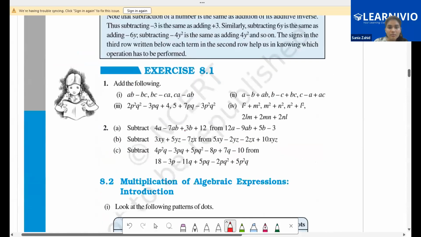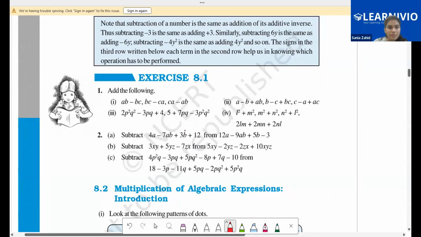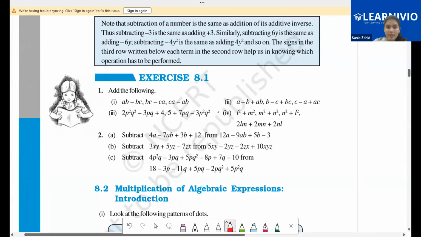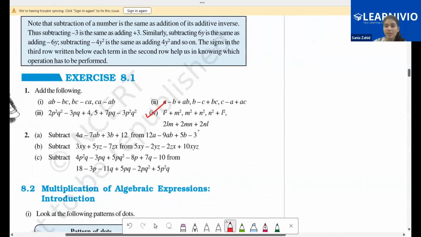Then you can practice one question from here. So let's practice the fourth question. In the fourth question, what do we have? The first expression is what? l square plus m square. Then the next one is m square plus n square. Where will you write m square plus n square? m square will be written below m square only, and for n square you will have to make a new column, right? Then you have n square plus l square. So n square you will write below n square, for l square you make a new column. Then for all of these terms you will make a new column.